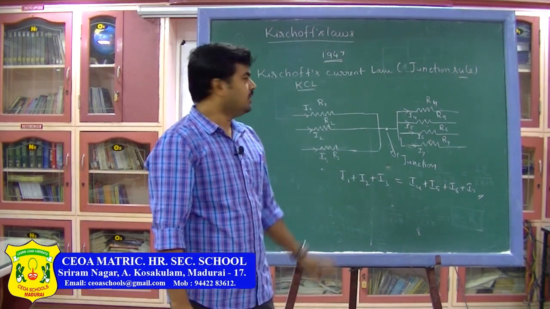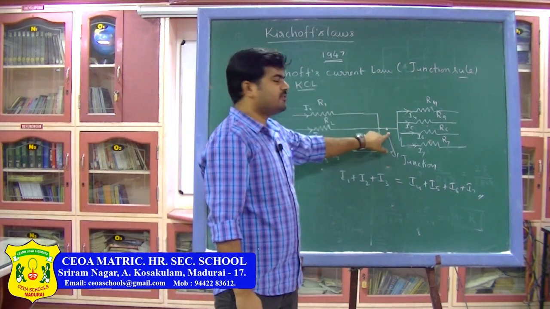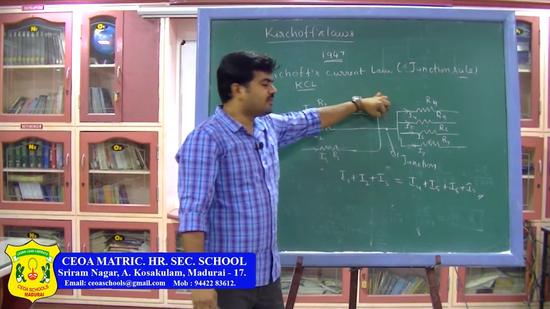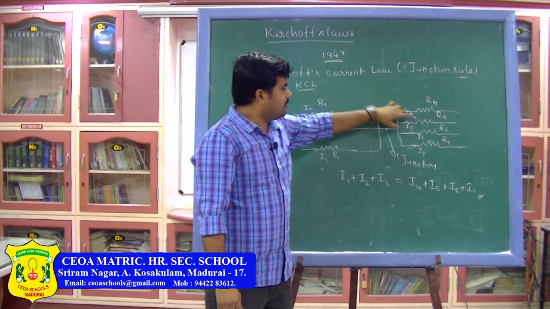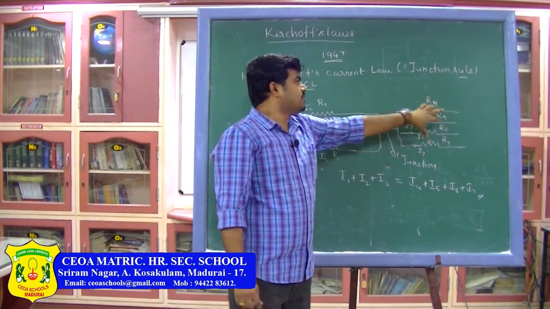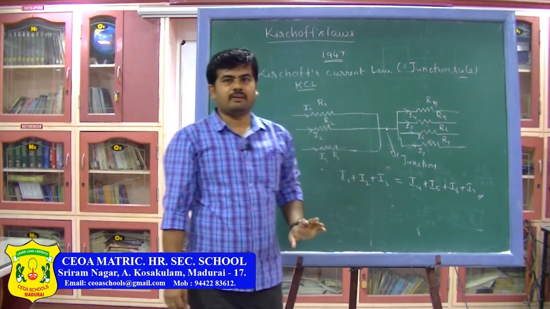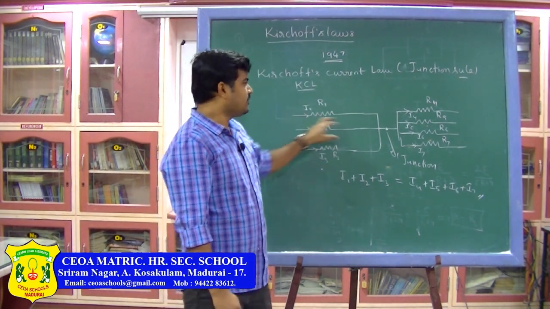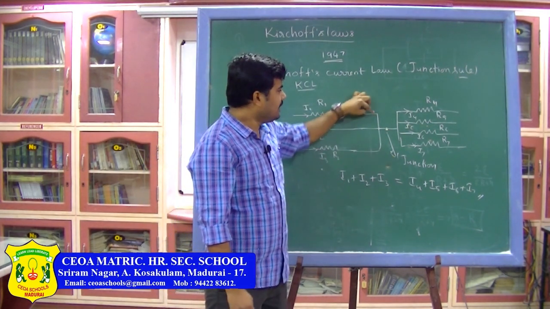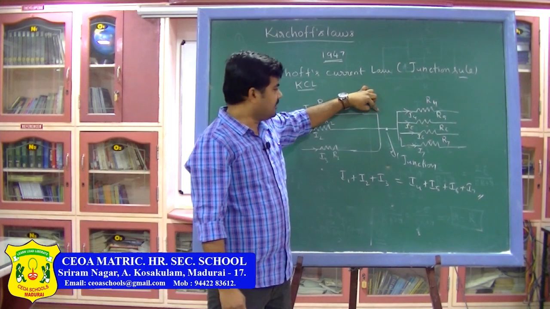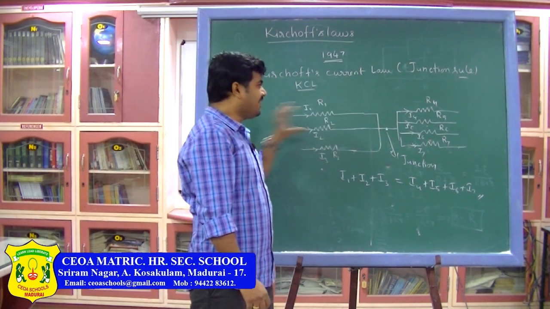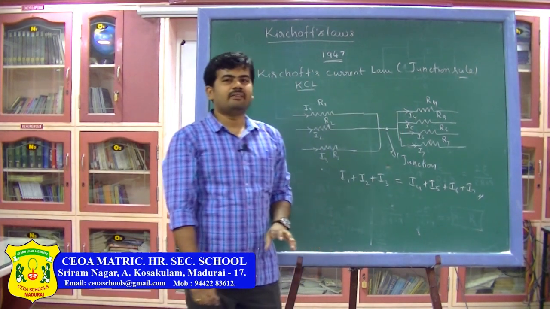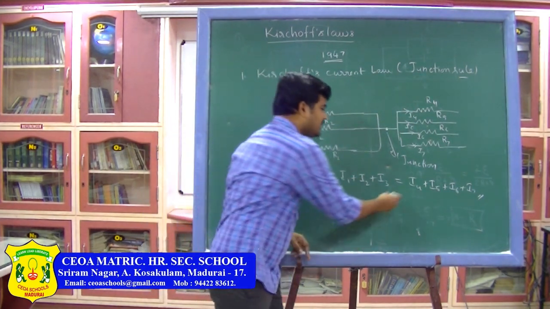According to this rule, there is no accumulation of charge at any junction. That is why whatever the charge that is entering the junction per second must be equal to the total charge leaving the junction per second. That is the conservation of charge in this case. So, here there is no accumulation of charge at any corner of the circuit or at any junction of the circuit. So, total charge entering per second must be equal to the total charge leaving per second. That is what this equation indicates.